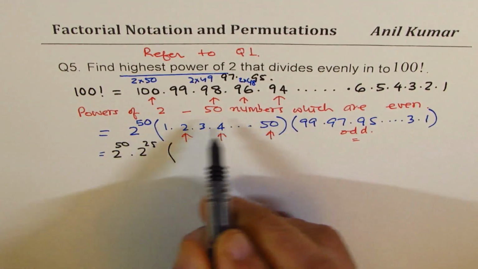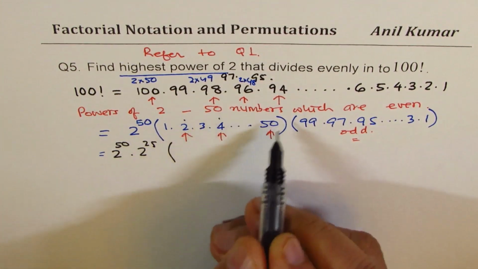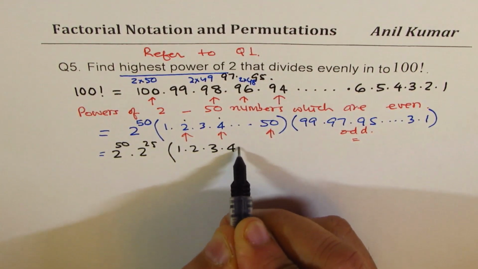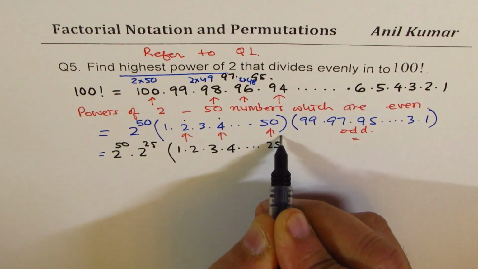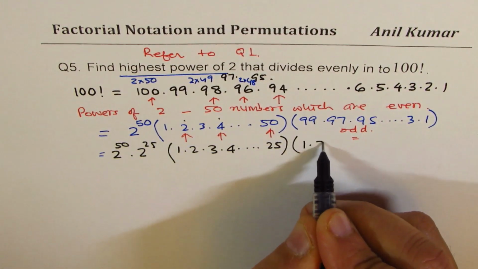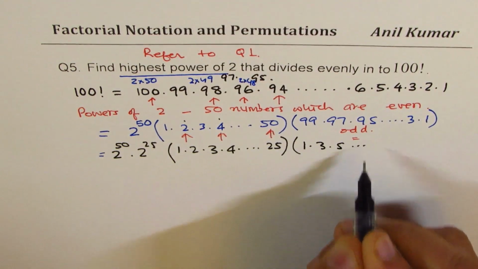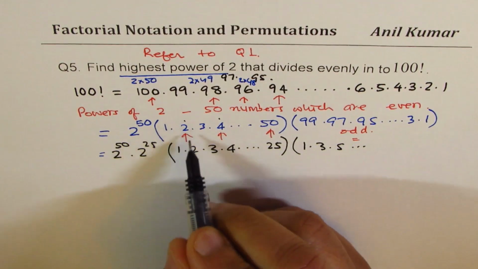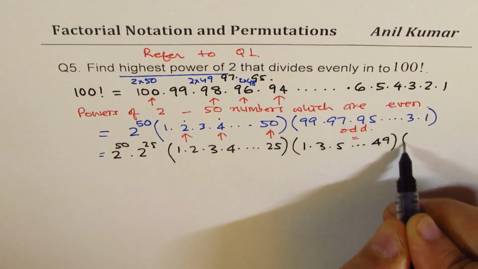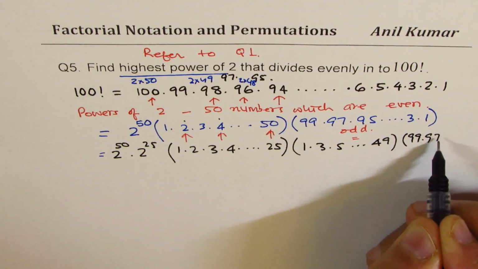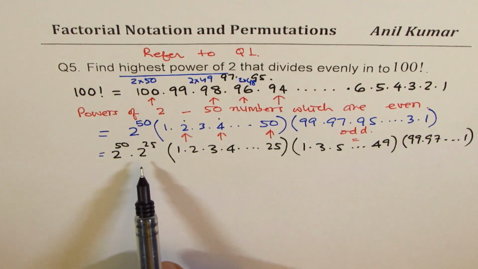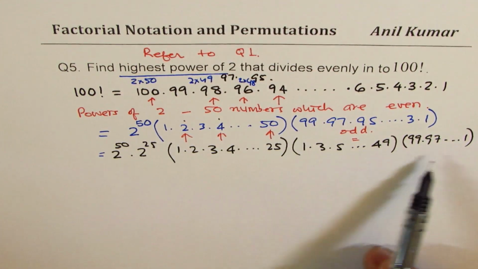And if I select that list here again, those even numbers, then I get 1 times 2 times 3 times 4 times, and so on till 25. Is it okay? And from here I get another odd list of 1 times 3 times 5 times, the numbers which I did not select, till 49. And we already have these numbers, which is 99 times 97 and so on till 1. Is it okay? We are only interested in powers of 2, so we are not evaluating that portion.